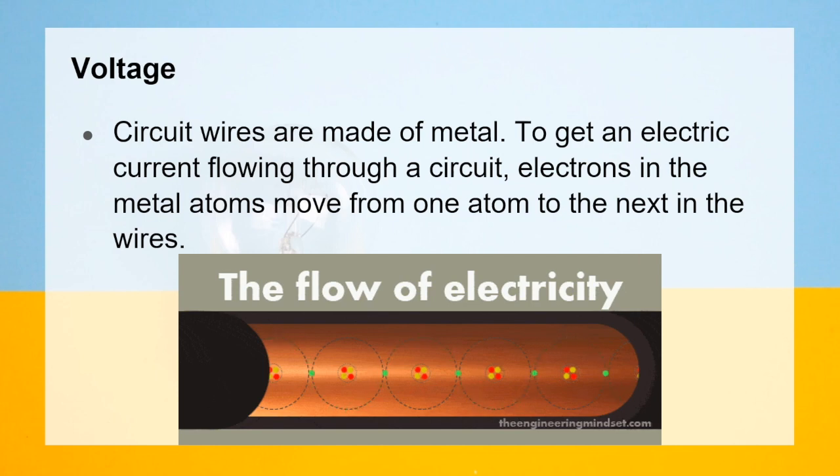To get an electric current flowing through a circuit, electrons in the metal atoms will move from one atom to the next in the wires. Look at the diagram on this slide. The metal atoms are represented by the circles with grey dotted outlines, and the electrons are represented by the moving green dots. As the electrons are moving from left to right, we can say that the electric current is moving from the left to right.